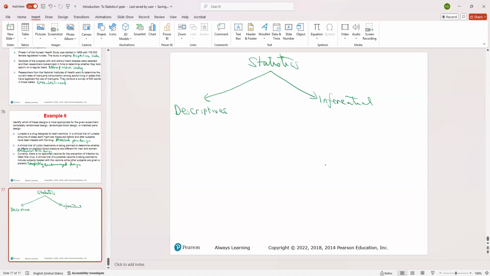Those are very important from day one. We could talk about it because statistics has these two big branches. The first one, descriptive, involves organizing, summarizing, and displaying data, right?